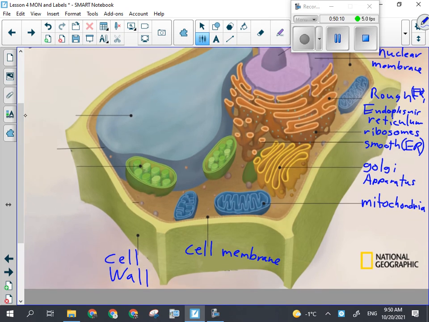All right, what's the green thing? Chloroplast. That's a chloroplast. One word for the function of the chloroplast: photosynthesis. No, I didn't, I erased that. The chloroplast carries out photosynthesis.